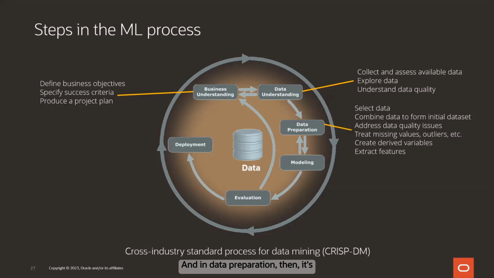And in data preparation, then, it's necessary to perhaps address any data quality issues that come about. This might involve treating missing values or outliers, and even doing more massaging of the data to create derived variables. Imagine that we have a date of birth column, but we really want to be talking about age. Well, we'll have to do a minor calculation there to produce an age value, and that's perhaps what we want to use for our modeling process.